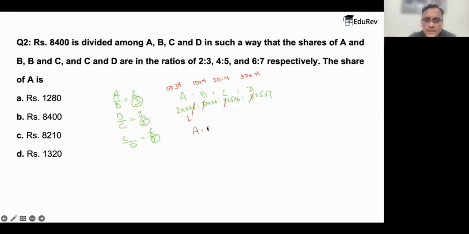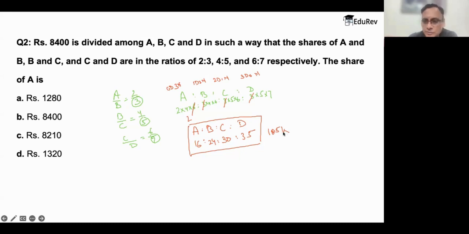So A, B, C, D is 16, then 6 into 4, 24, 6 into 5, 30, 7 into 5, 35. So A, B, C, D, this is the ratio. Okay. Now the question is asking you the share of A. Now what are their total parts? A plus B is 16 plus 24 is 40, plus C 40, 50, 60, 70, plus 35, 105. Total is 105 parts. Okay, or you can say 105K.